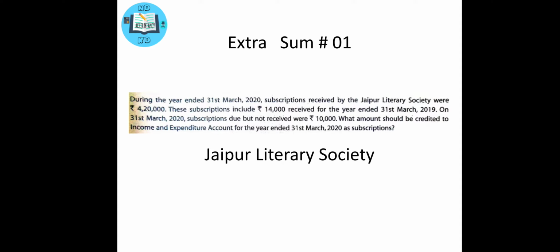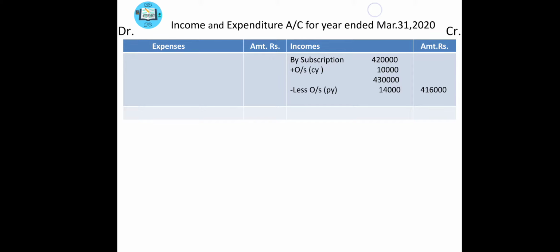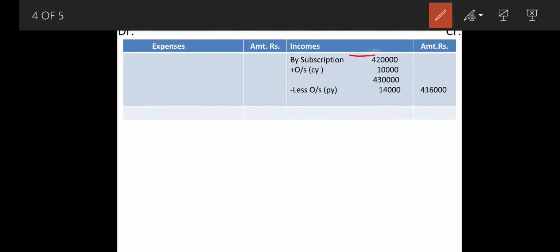So come to your income and expenditure first, and over there you will see I have written by subscription 4,20,000 as it is, plus outstanding current year, as we have discussed that current year rupees 10,000 is outstanding. So 10,000 is to be added and less outstanding previous year. So less outstanding previous year, that is, last year's, what will we do? Minus. So 14,000 is to be minus. So ultimately the outer column gives you 4,16,000.